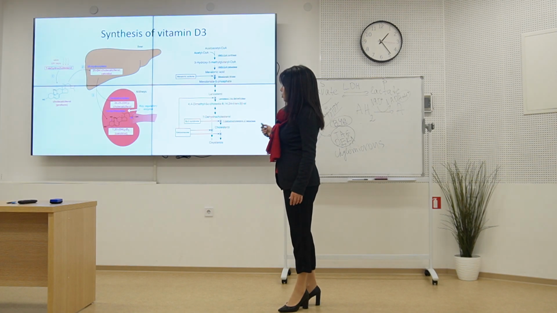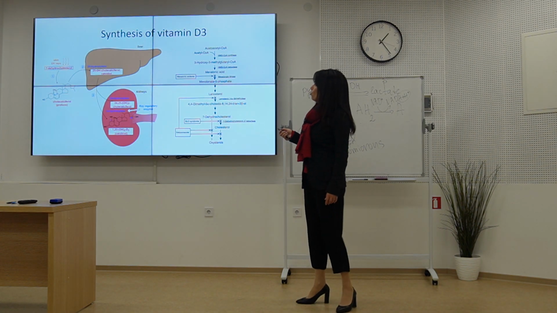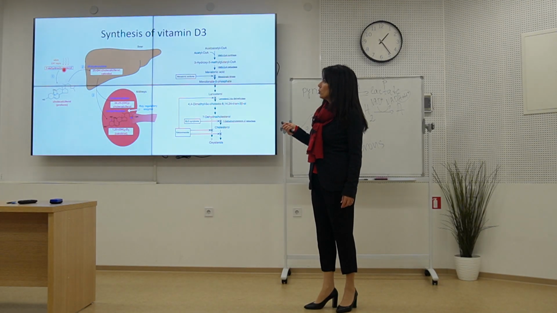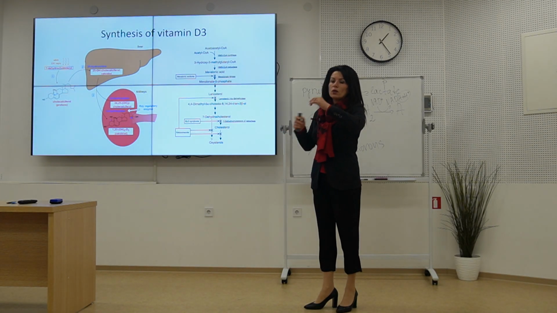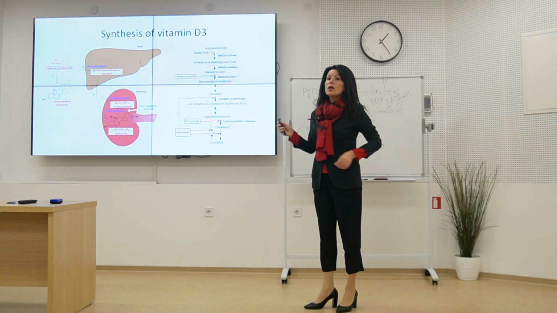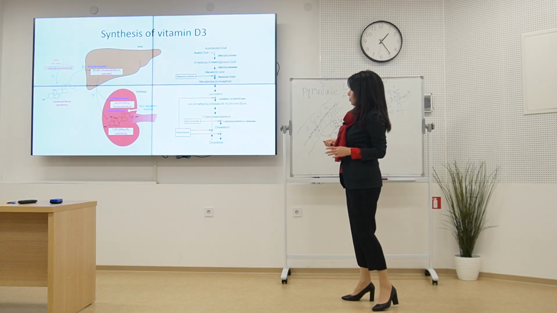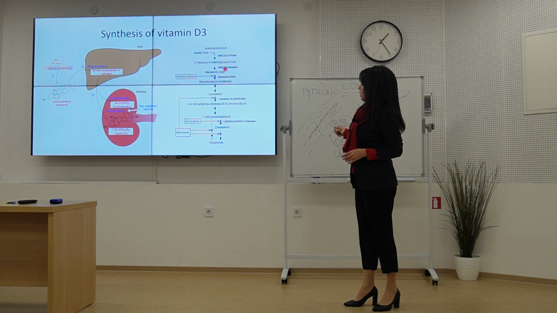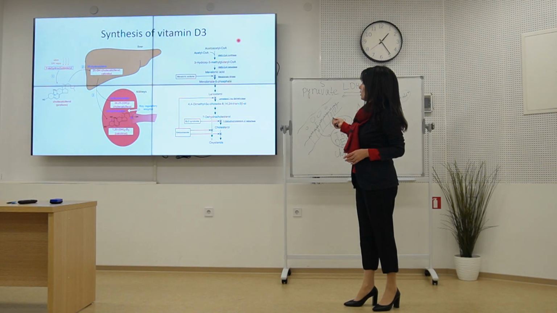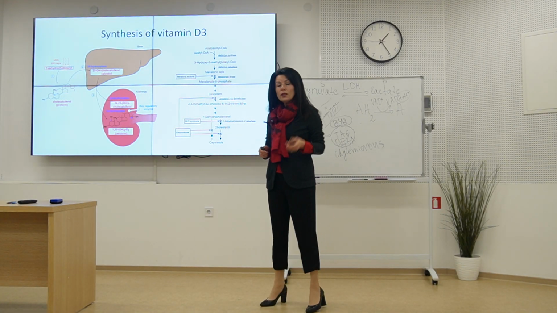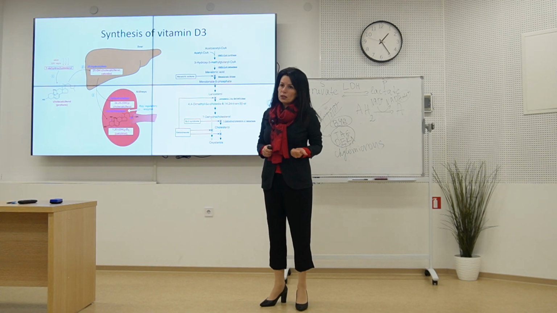Let's follow the reactions. First, for the substrate of vitamin D3, we need one precursor, which is called 7-dehydrocholesterol. This is the precursor. This is the substrate. Where does this precursor come from? Look here, students. This is the process of synthesis of cholesterol. One of the compounds before cholesterol is called 7-dehydrocholesterol. This is the compound which is used for the synthesis of D3.